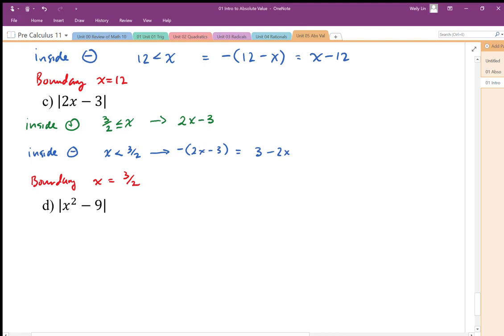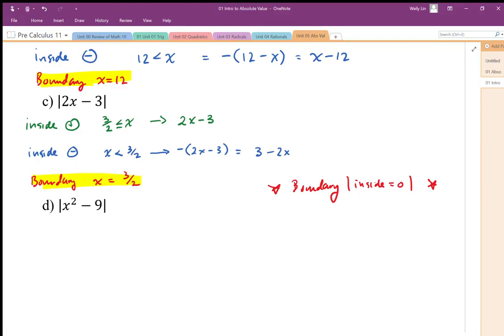So again, the key, I'm going to highlight this. This is our key, our boundary. The boundary is our key. When the inside equals 0, this is a key. So this is a key idea. Then when I have a quadratic on the inside, we have to think, well, when does the inside equal 0? Because that will at least give us our boundaries.